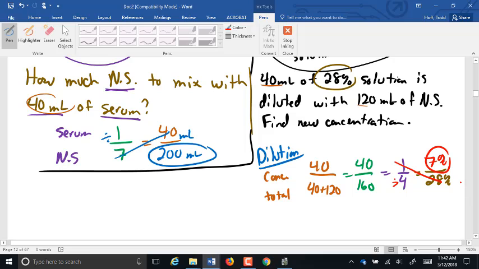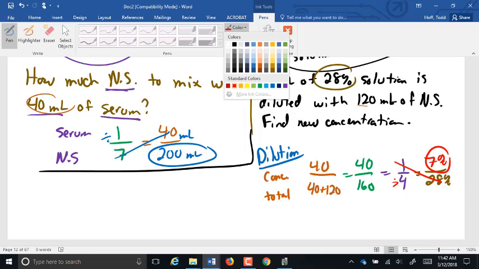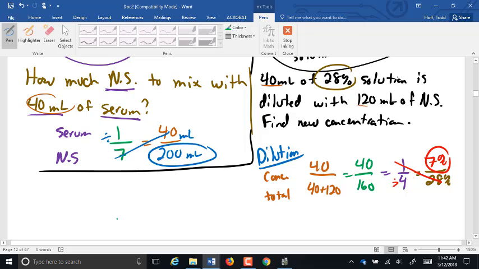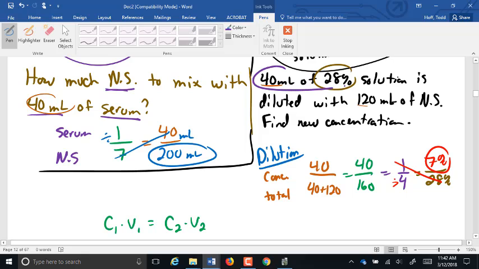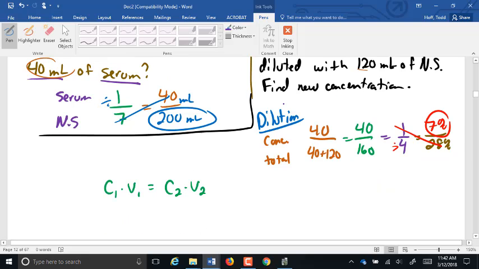The other option we could have used is the concentration adjustment formula, C1V1 equals C2V2. We had 40 milliliters of a 28% solution. That's V1 and C1 right there. So 28 times 40 milliliters equals, we don't know the new concentration, but the new volume is the 40 plus 120. If we solve that equation, we're going to come up with the exact same thing. The new concentration is 7%.